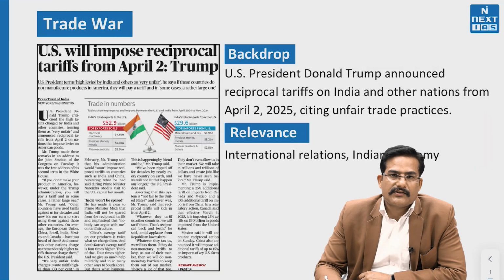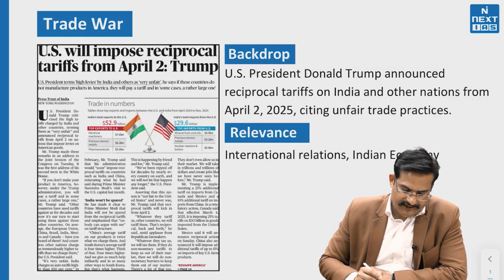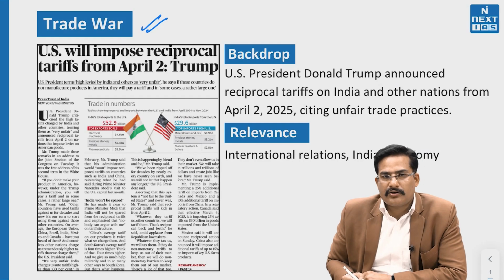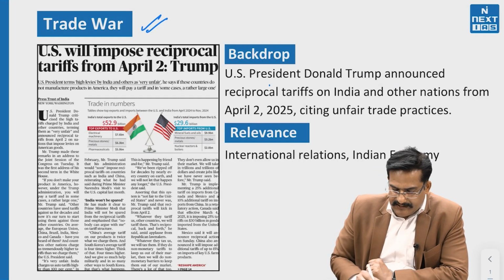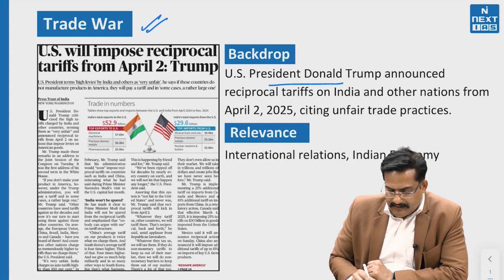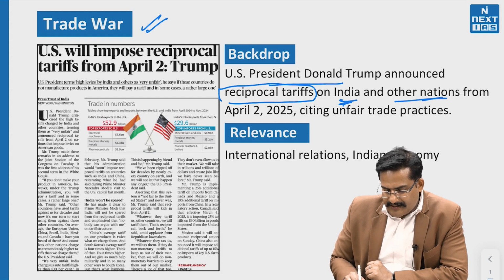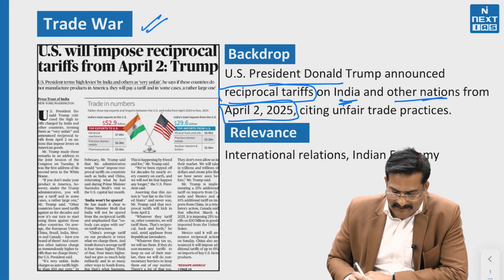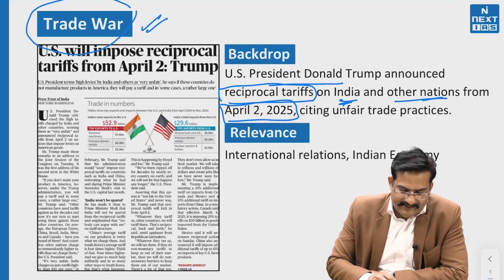Now, let us discuss our main topic, that is related to the trade war, right? What is the context and background of the news? So, basically the US president announced that the US will impose a reciprocal tariff on India and other nations from April 2nd, 2025, right? So, that can lead to a trade war as well. That's why we are discussing this topic.